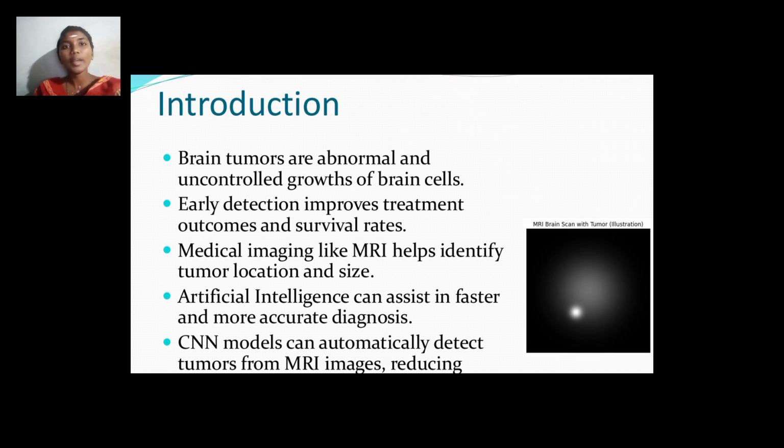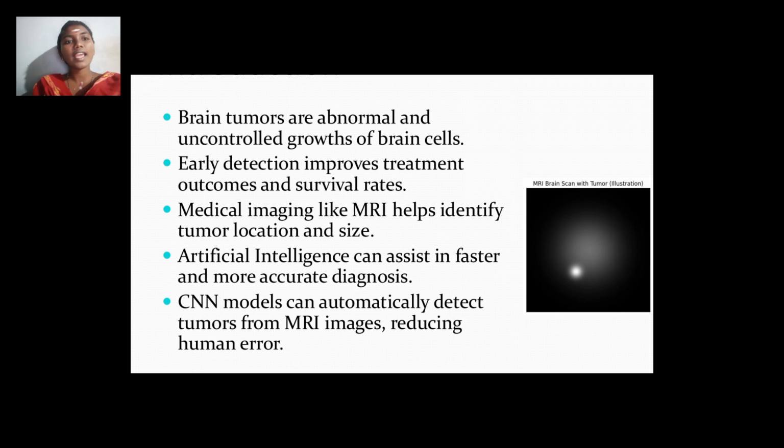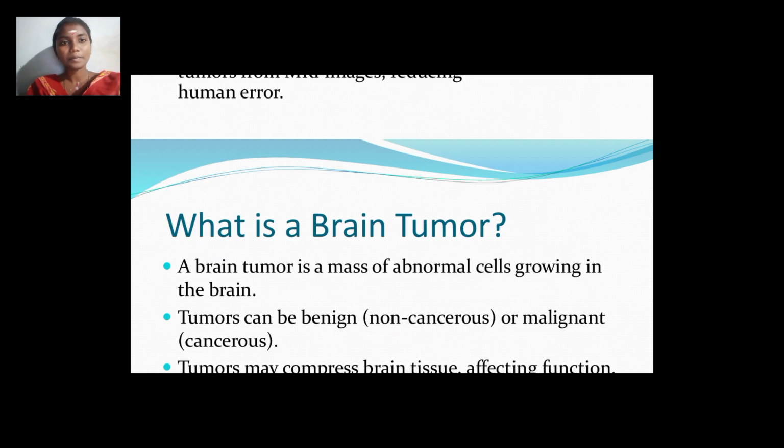And MRI helps to identify the tumor location and size. These medical imaging techniques mostly use MRI, and AI assists with faster and more accurate diagnosis. And convolutional neural network models can automatically detect tumors from MRI images, reducing human error. Sometimes when humans examine these images, they may make errors.